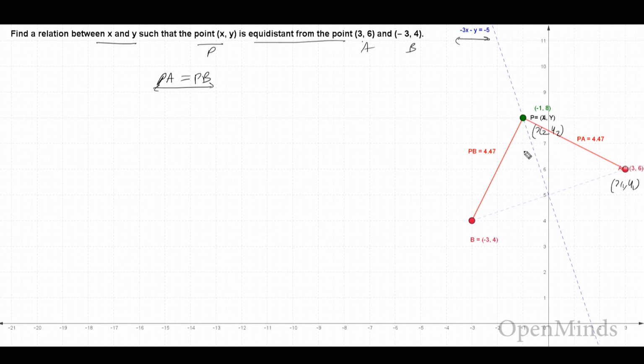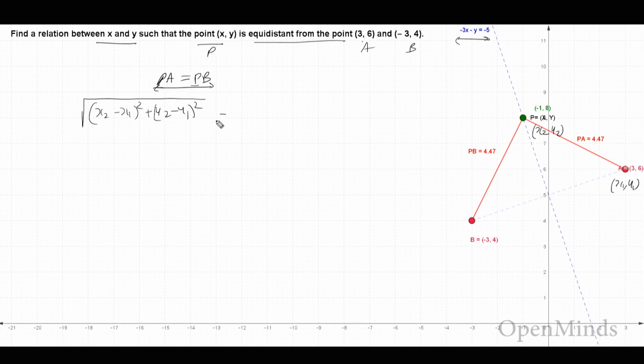Something is equal on both sides. So I can say PA is equal to PB. Right now, if I take this as x2, y2, x1, y1, can I use the distance formula? Very simple. I can find PA, as x2 is nothing but x here, and x1 is nothing but 3. So the formula goes simply like the square root of x2 minus x1 the whole square plus y2 minus y1 the whole square. Alright, that's about PA.